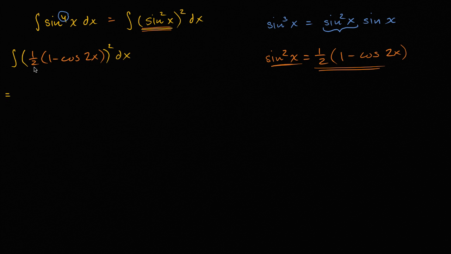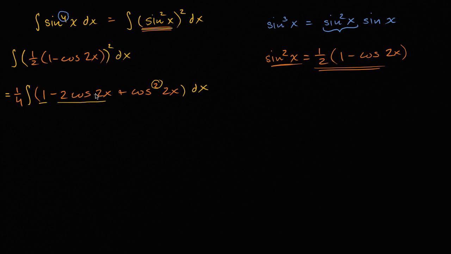That's going to be equal to, well, let's see, 1/2 squared is 1/4, so I can take that out. So we get 1/4 times the integral of, so I'm just going to square all of this, 1 squared, which is 1, minus 2 cosine of 2x plus cosine squared of 2x dx. Now, fairly straightforward to take the indefinite integral, or the antiderivative, of these two pieces, but what do I do here? Well, once again, I've got an even exponent.